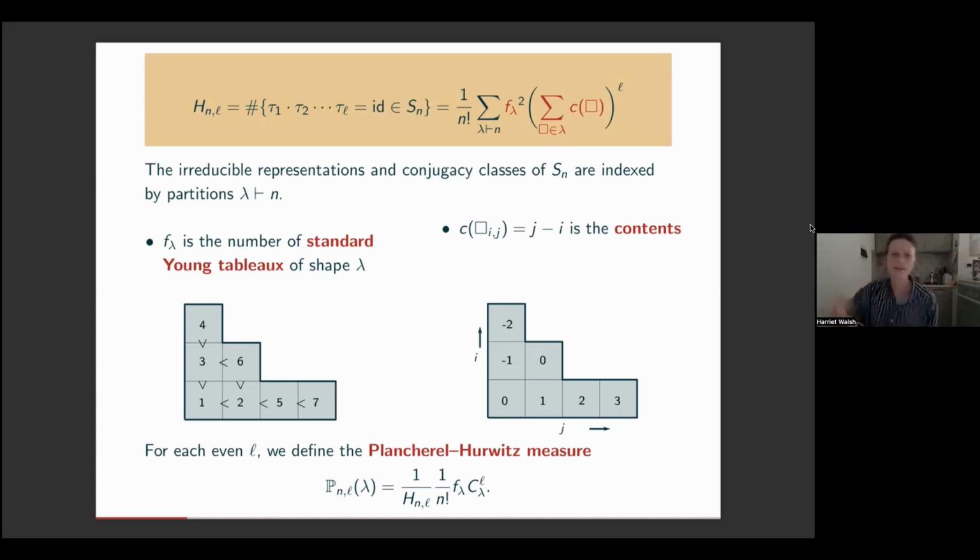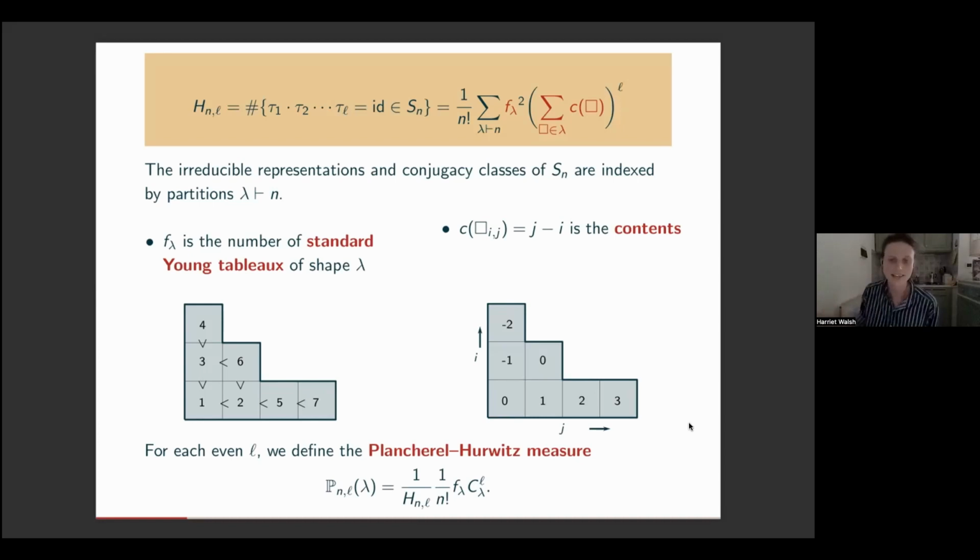So now we have this for any even number L, a positive whole number, which means that for any positive integer n and any positive even integer L, we can just reinterpret this as the partition function of some measure on partitions. So just dividing by our H_n^L, we'll take this as a definition for what we call the Plancherel-Hurwitz measure. So this is a natural generalization of Plancherel measure.